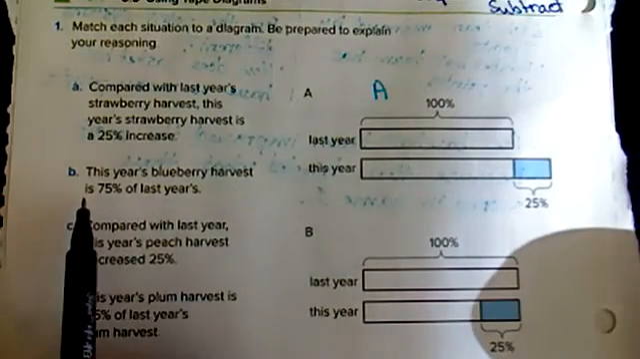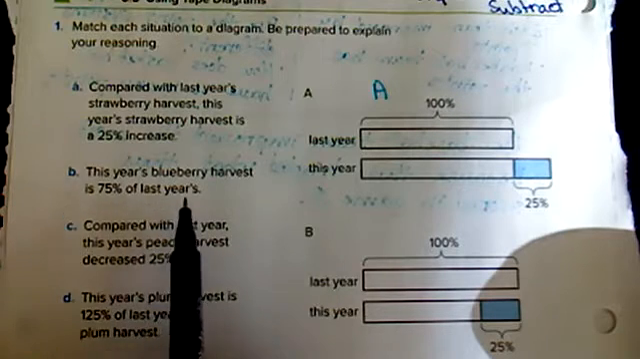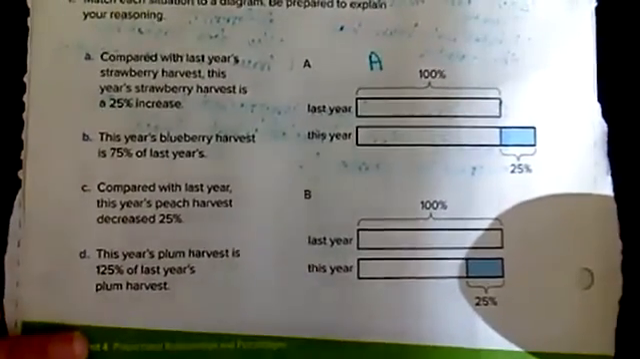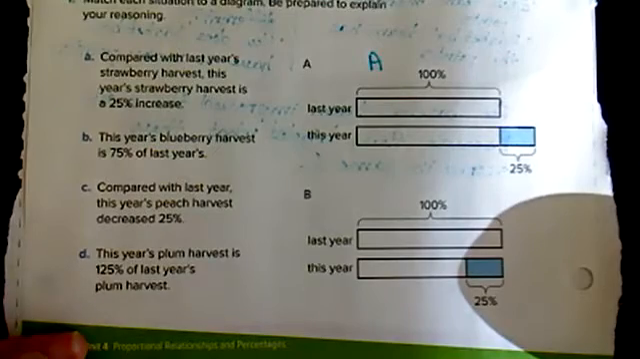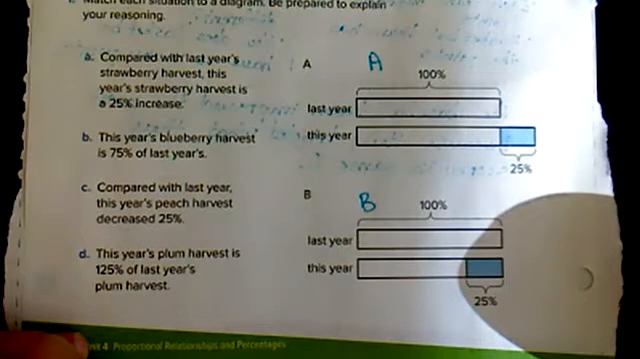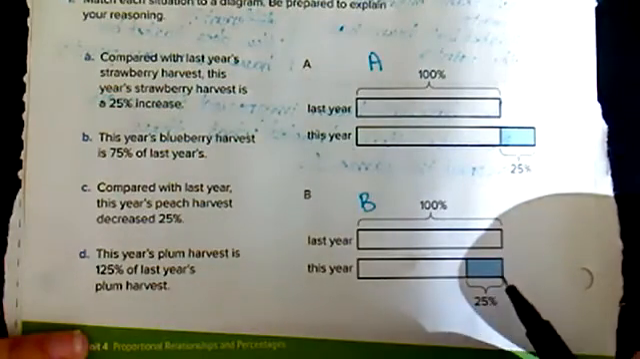This year's blueberry harvest is 75% of last year's. So we want the one that's showing us less than the year before. So if we're looking at these two diagrams, which one shows us less? That's right, diagram B. C: compared with last year, this year's peach harvest decreased by 25%. Which one, again, is showing us a decrease? Yeah, that's right. This one, again, is showing us the decrease.